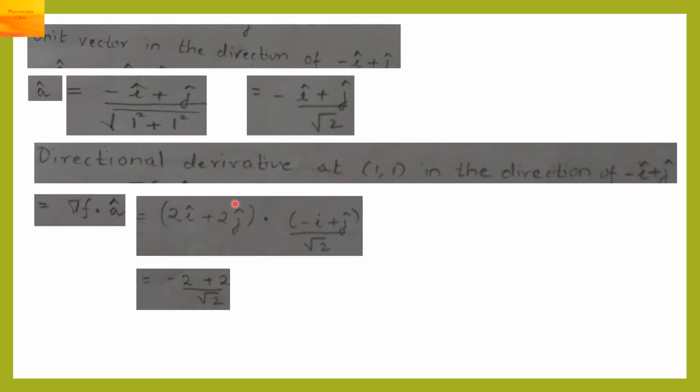plus this is the dot product of 2j cap and j cap. So that is again j cap dot j cap is 1. So here we get 2. So the final answer is minus 2 plus 2 is 0. So the final answer is 0.